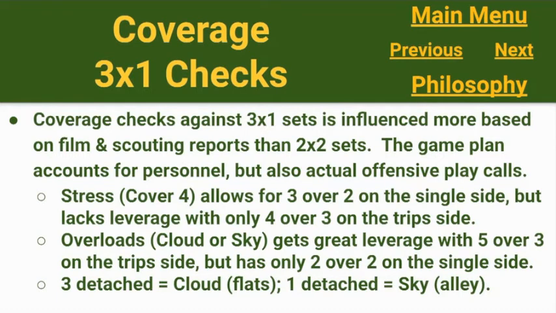If we have 1 detached receiver, like a flanker or wing tight end, we're going to be in sky because we want to be able to quickly have a run force defender in the alley and make sure the ball doesn't get out there. Against skew detached, it goes back to what I said up top, where the film and scouting reports are going to dictate how we want to overload that. Do we want to cloud it or do we want to sky it?